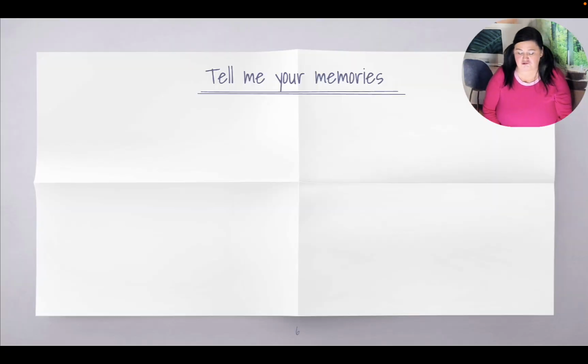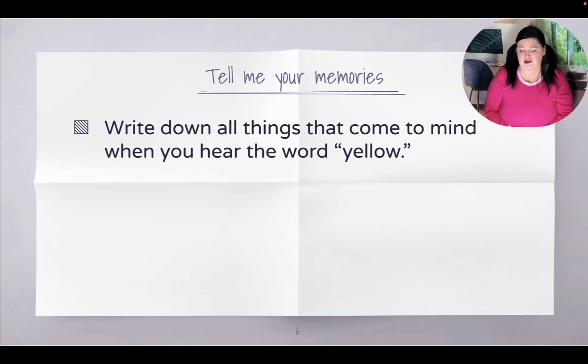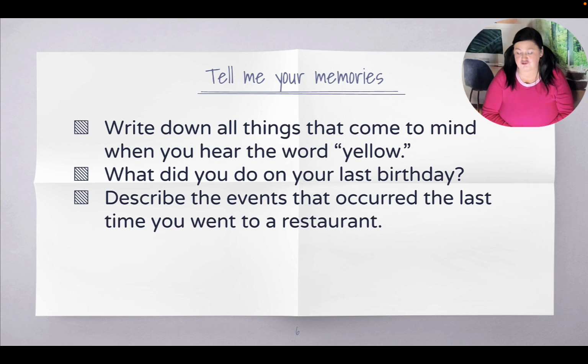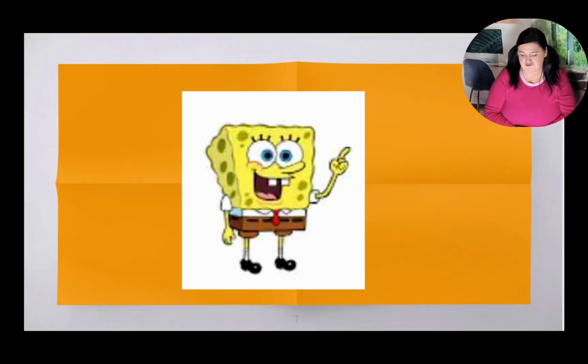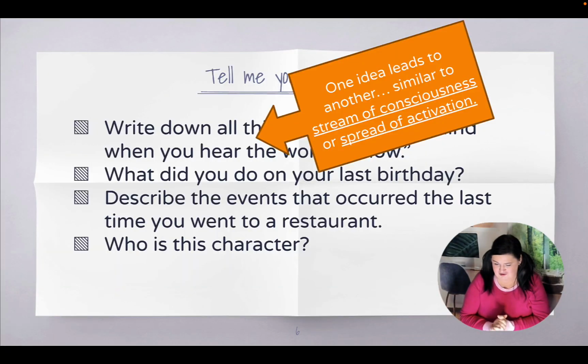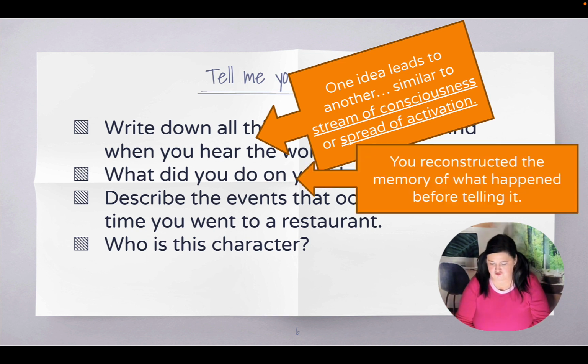Okay, so tell me your memories. Write down all the things that come to mind when you hear the word yellow. What did you do on your last birthday? Describe the events that occurred the last time that you were in a restaurant. Who is this character? One idea here leads to another. It's similar to what we call stream of consciousness, or a spread of activation of a schema. You've just reconstructed the memory of what was happening before telling it.